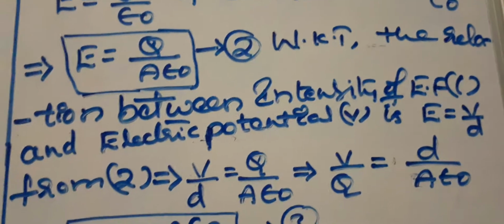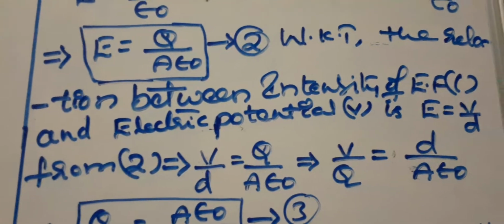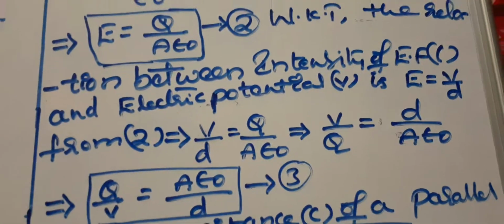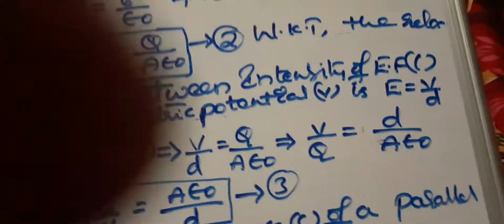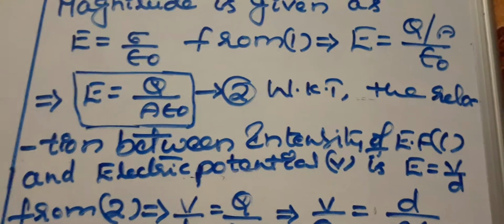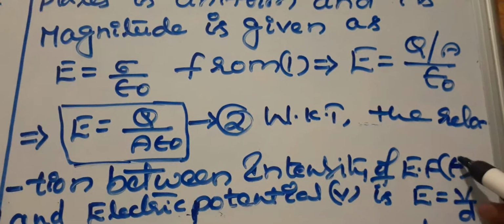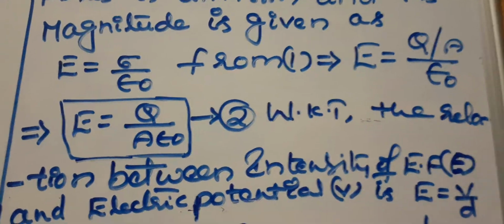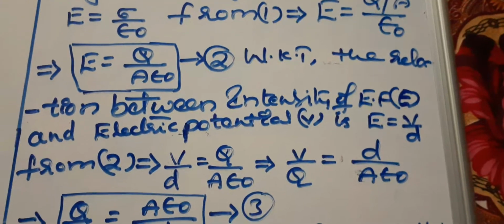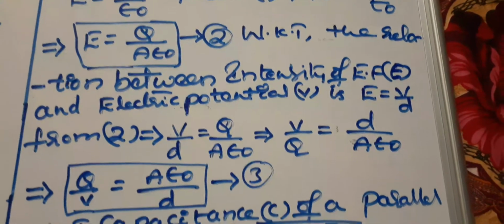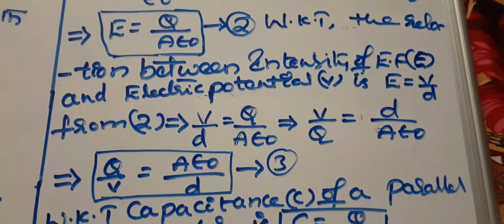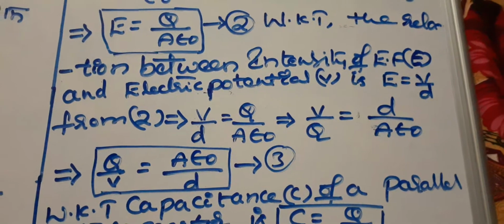We know the relation between the intensity of electric field and the electric potential. The intensity of electric field is denoted by E, that is the strength of the electric field. The intensity of the electric field E and the electric potential V are related by E equals V by d, where E is the intensity of the electric field, V is the electric potential of the parallel plate capacitor, and d is the distance between the plates.